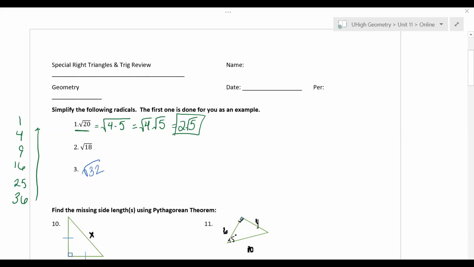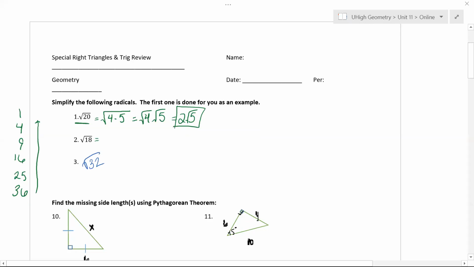Then I'm going to repeat the process here for the next two. So the square root of 18. The first one that 18 is divisible by is 9. So 18 is 9 times 2. I can break this up into each one of my square roots. The square root of 9 is 3. And I'm left with 3 square root 2.